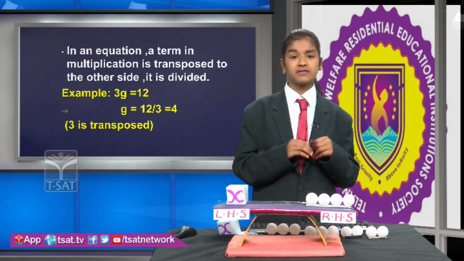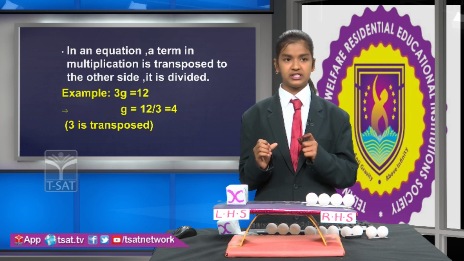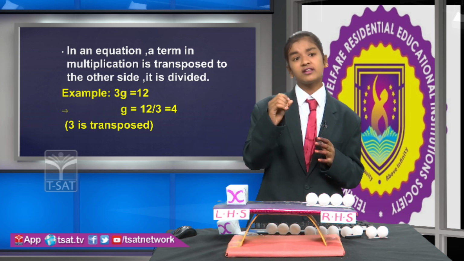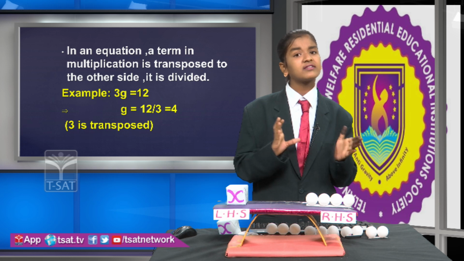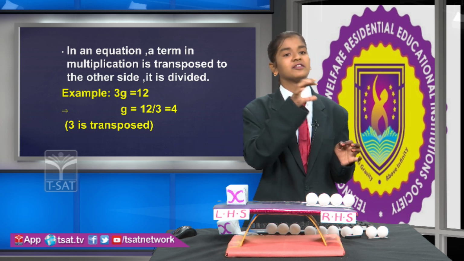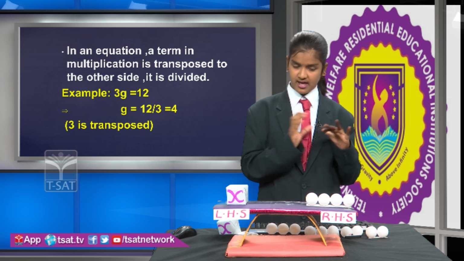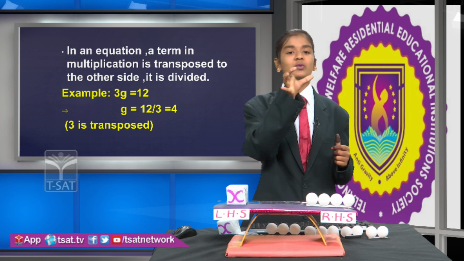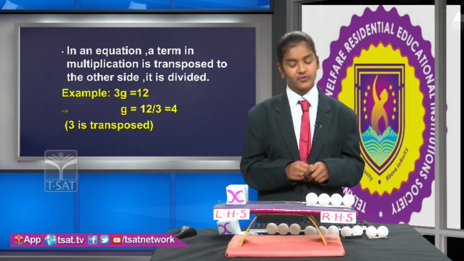And friends, in an equation, a term in multiplication, when it is transposed, becomes divided by. So let us see an example, friends. 3x equals 12. Then x equals, here 3 is transposed. When it is transposed, it becomes divided by. So x equals 12 by 3, which is 4.